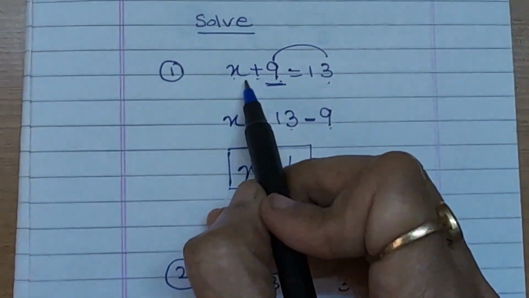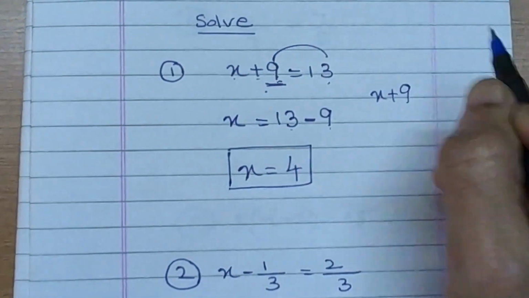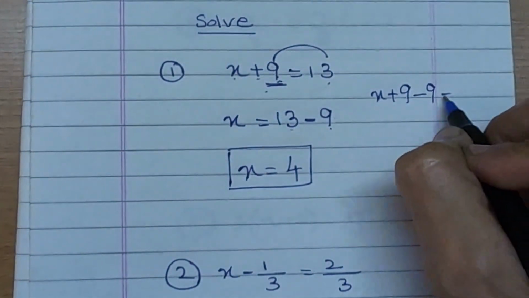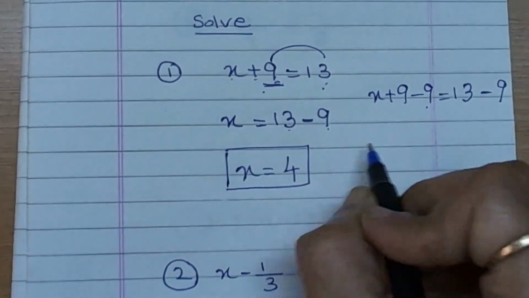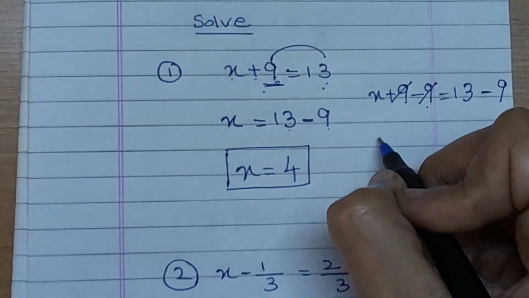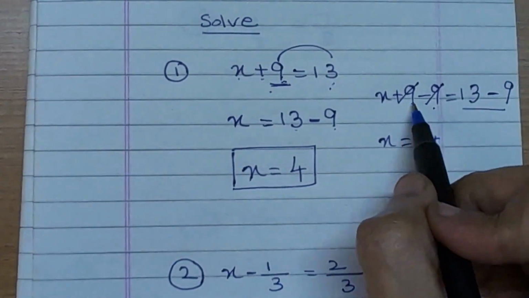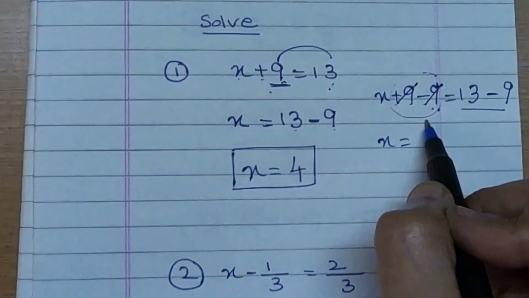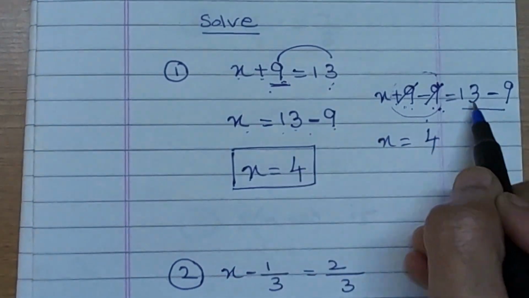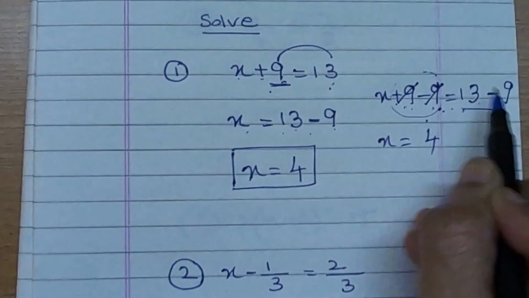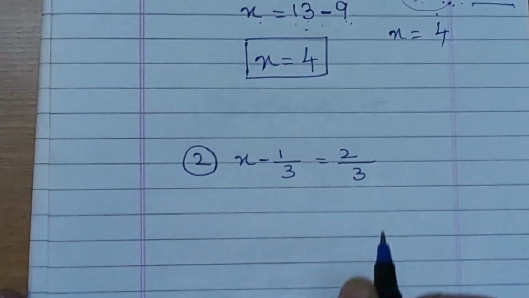Okay, so actually what we are doing is, we have to get rid of this plus 9. So x plus 9, to get rid of this plus 9, we are subtracting 9 on both sides. So RHS 13, we have to subtract 9 because we have subtracted 9 on LHS. Now this plus 9 minus 9 gets cancelled. So x equal to 13 minus 9, 4. Okay, so whenever we add and subtract, anyways these terms will get cancelled, so we don't have to show this step. We can directly solve the equation by transposing, that is x equal to 13 minus 9, which is 4. Second equation, x minus 1 by 3 equal to 2 by 3.